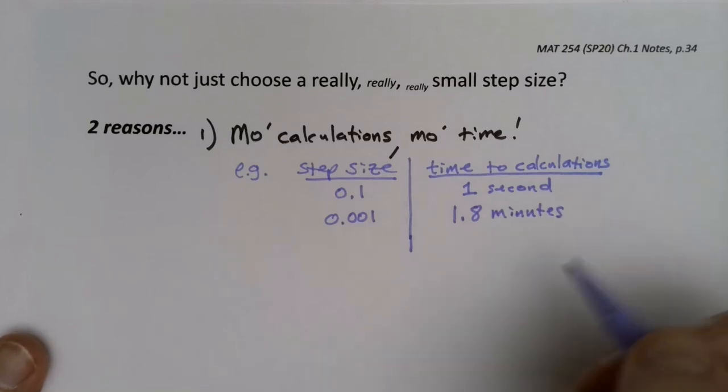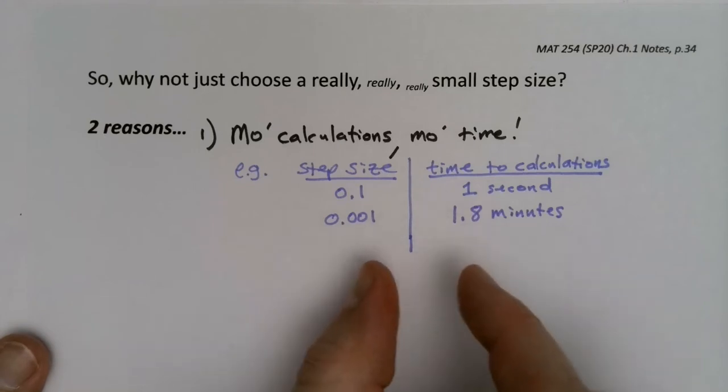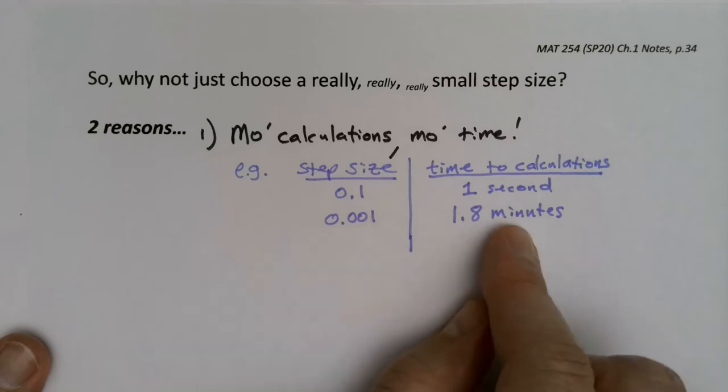Now, this is doing the exact same approximation, going the same distance, but chopping it up into many smaller calculations. I don't know if you've ever waited 1.8 minutes for your computer to do anything, but I get bored after a second or two waiting for a web page to load. So this would be just interminable.